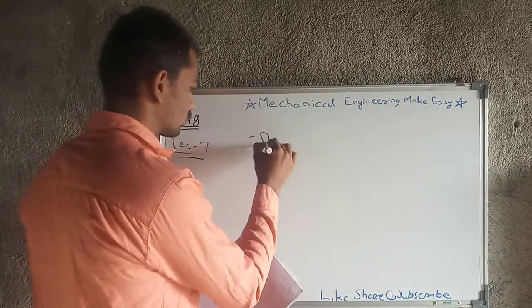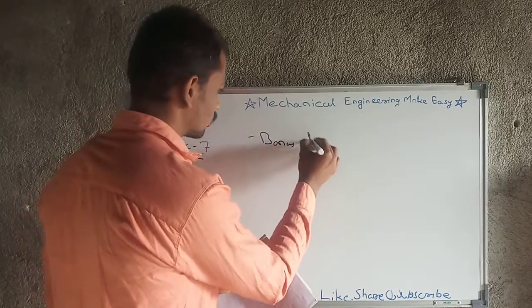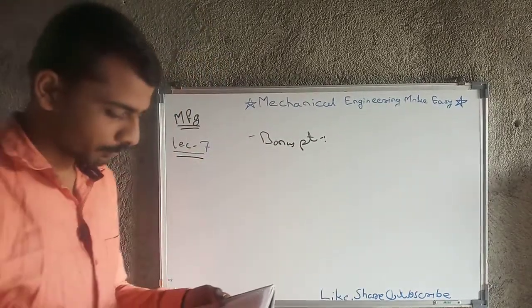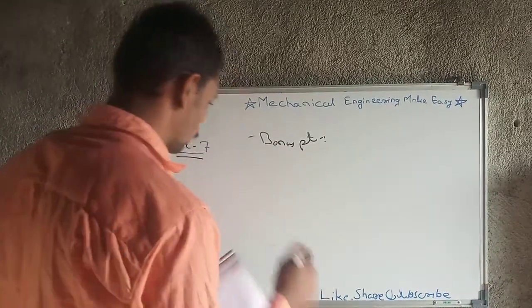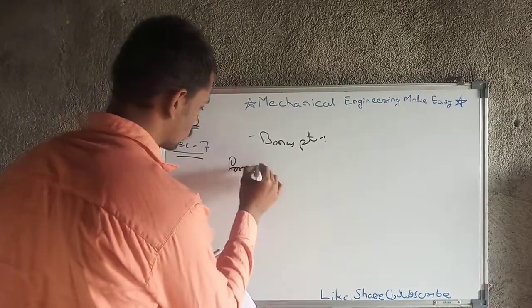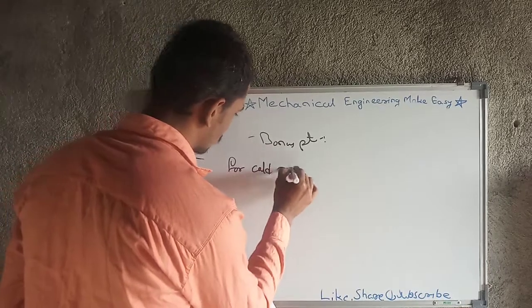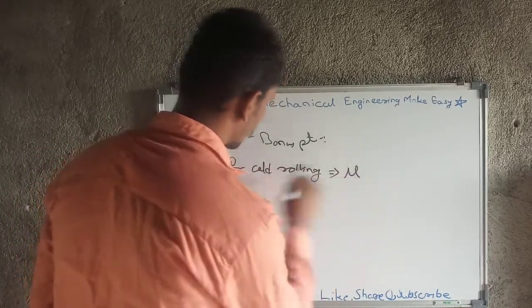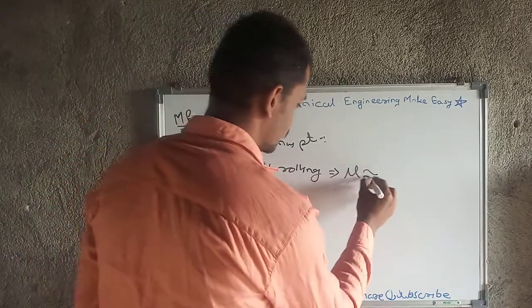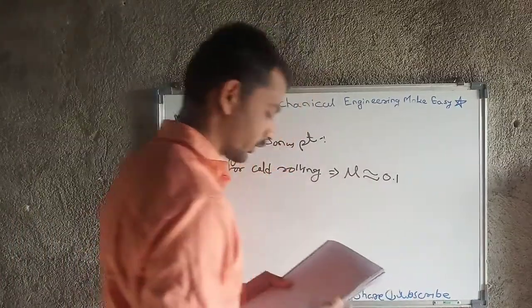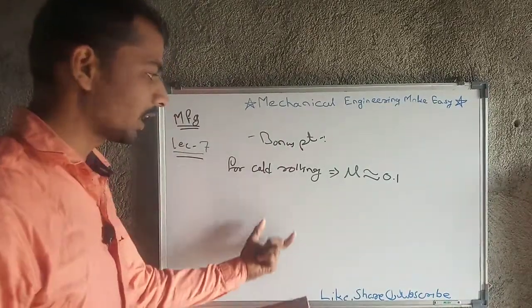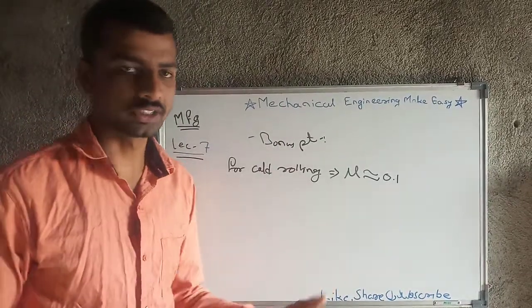Then a bonus point for today's lecture, they are very simple but very important. For cold rolling, mu will be nearly equal to 0.1. And mu is the coefficient of friction, and for every kind of rolling the coefficient of friction changes.